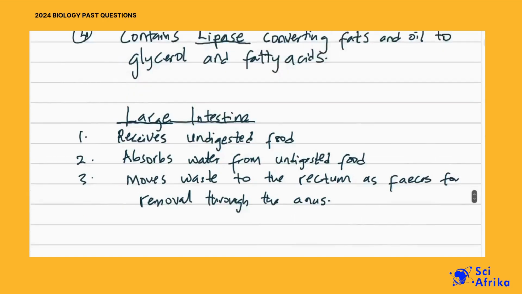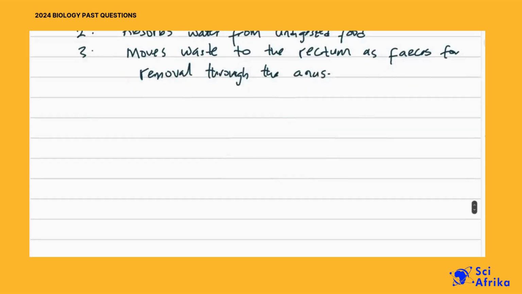What role does the liver play in the process of removing waste and digesting food? The liver plays a huge role when it comes to removal of waste. Number one, it helps to deaminate excess amino acid.